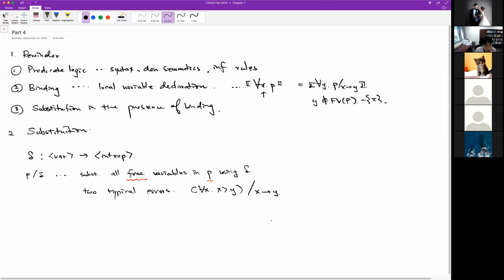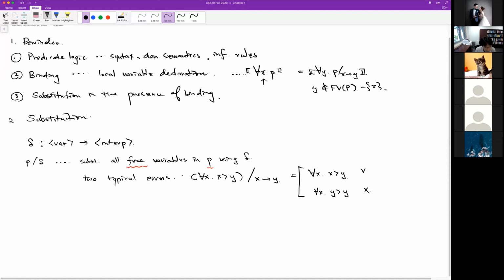If you apply this substitution, then intuitively the outcome has to be for all x, x greater than y. Although x appears as a bound variable, the same name x appears in the formula as well as in the substitution, we shouldn't do the replacement because substitution is only about free variables. Okay, so this is okay. What's not okay is for all x, y greater than y, that's not okay.